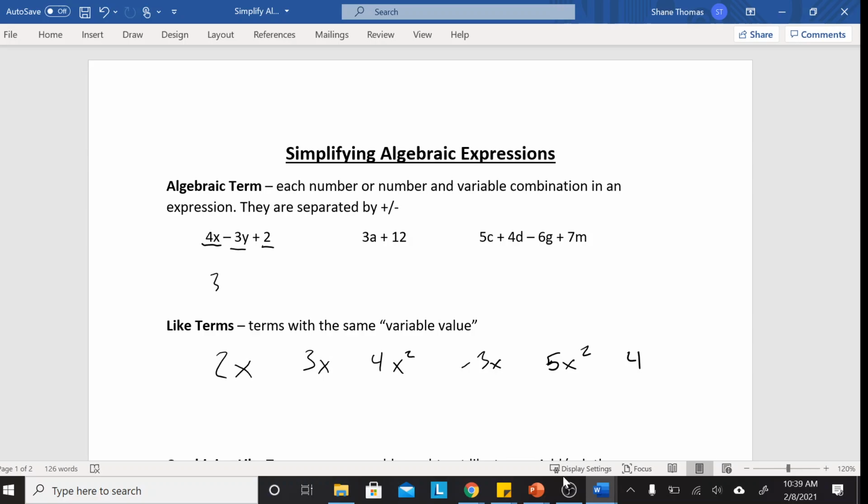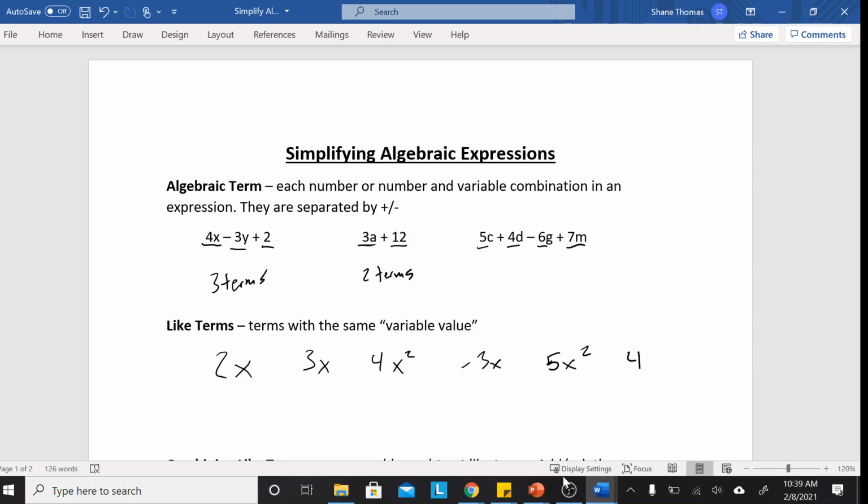So this guy here has 3 terms. Next one, this one would have 2 terms. And then the last one, how many would the last one have? Anybody? How many terms does this last one have? The one on the right. Good, has 4, correct. 1, 2, 3, 4.